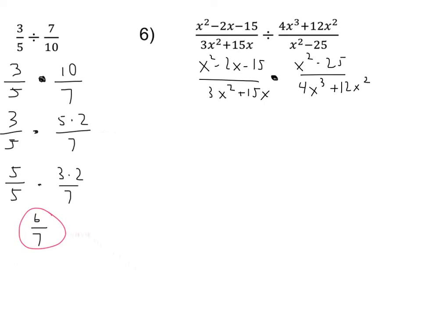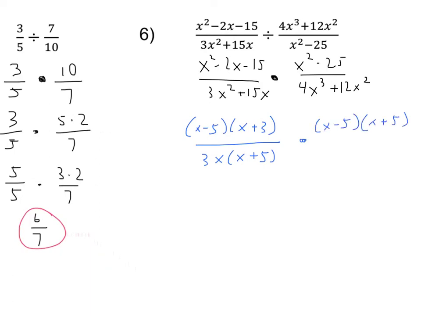All right, so here's the correct factorization. The first one would factor as x minus 5 times x plus 3. On the bottom, this would be 3x times x plus 5. And then on the top, this would be x minus 5 times x plus 5. And then on the bottom, this would be 4x squared times x plus 3.